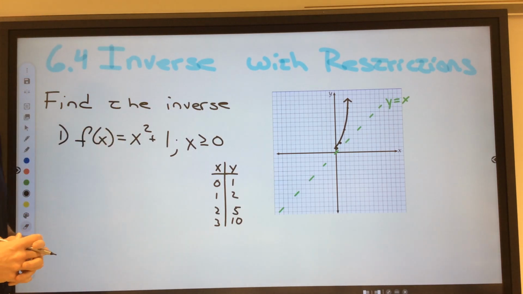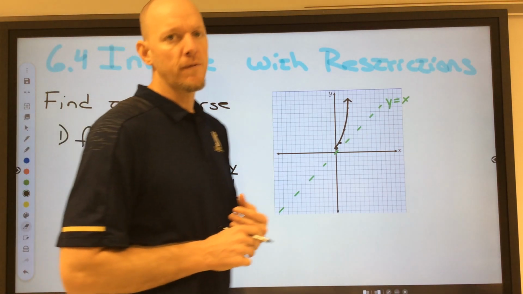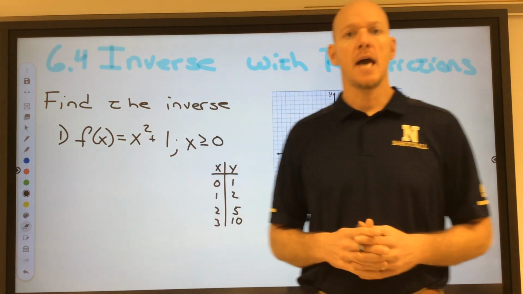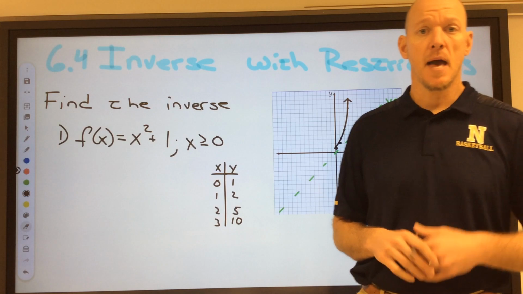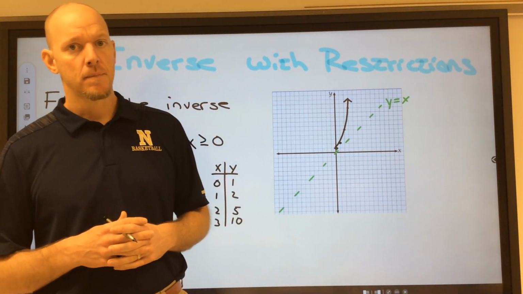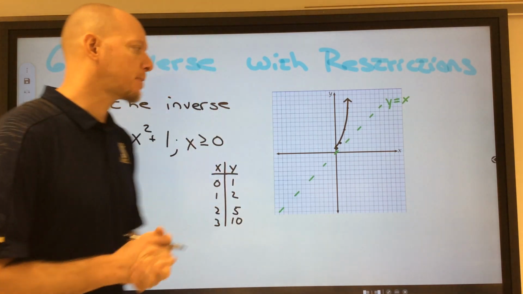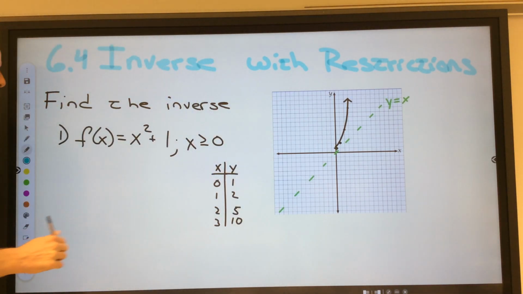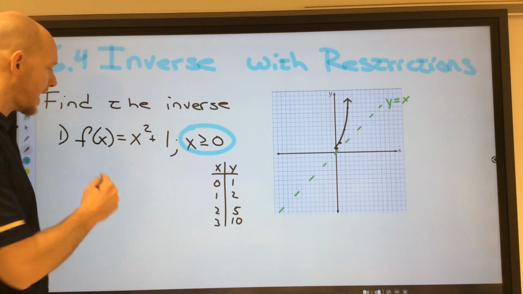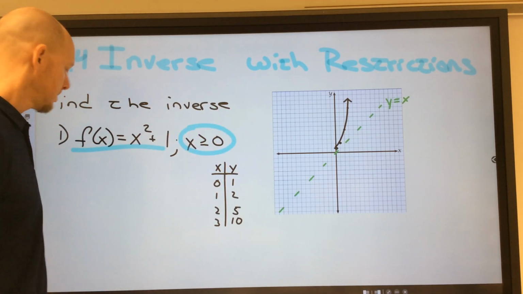Calculating inverses with restrictions. Prior to this video, you should have already watched the video where we are finding inverses just in general. And we talked about the two-step procedure that involves switching the x and y value and then solving for y. But now we're going to take a look at problems that have a restriction. And the restriction actually looks like an inequality statement at the end of the function notation.